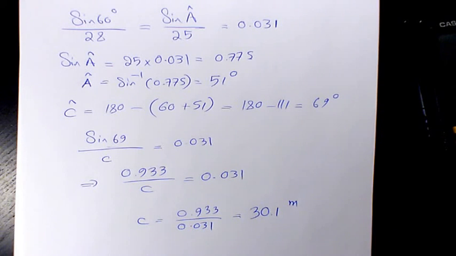So that's going to be how we use sine's law in order to find the angles and sides of any triangle. So as I said, sine's law is applicable for any kind of triangle: isosceles, equilateral, even right angles, for all of them.